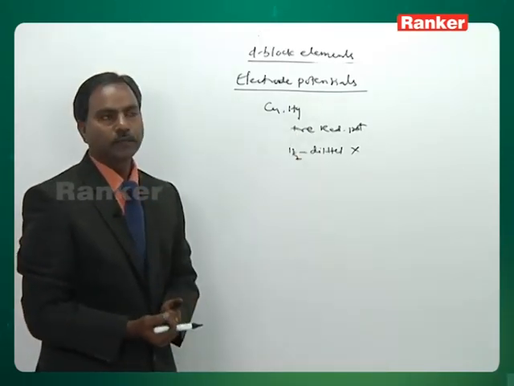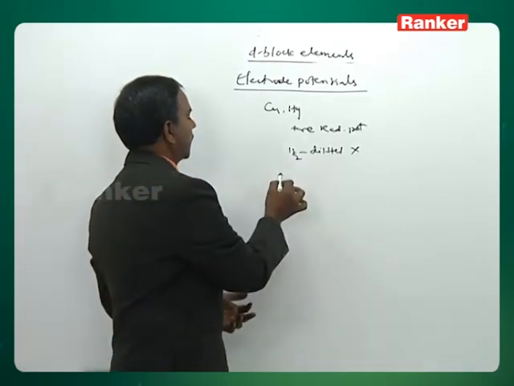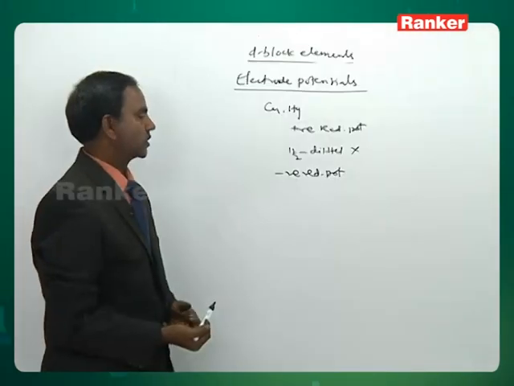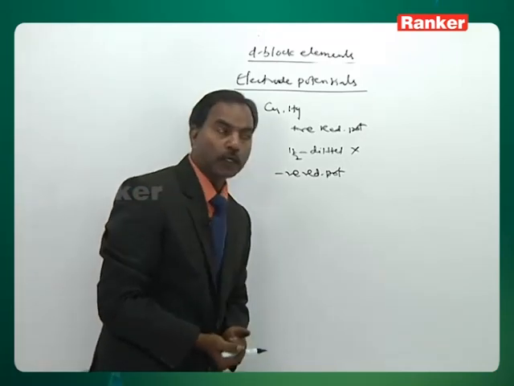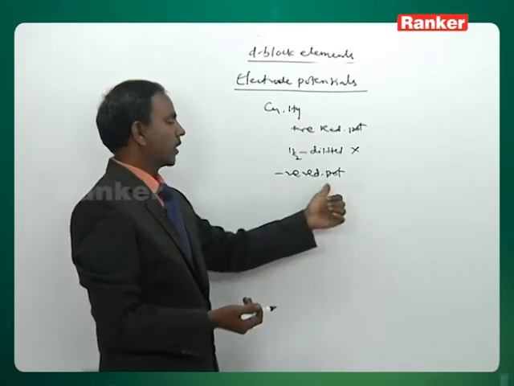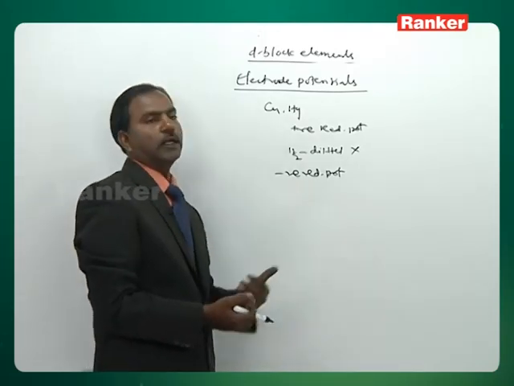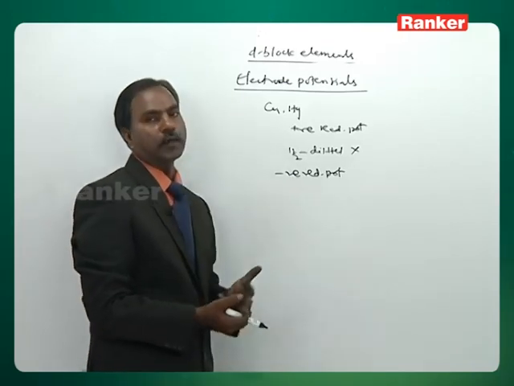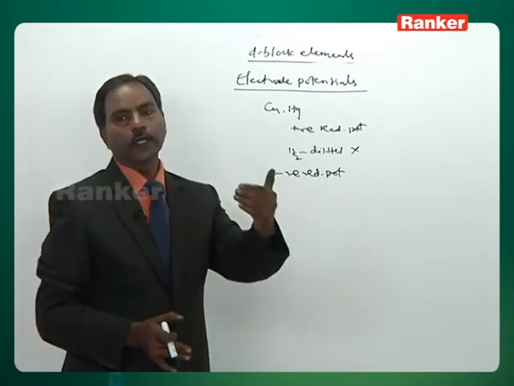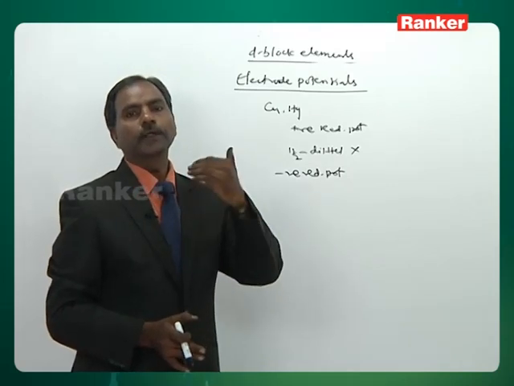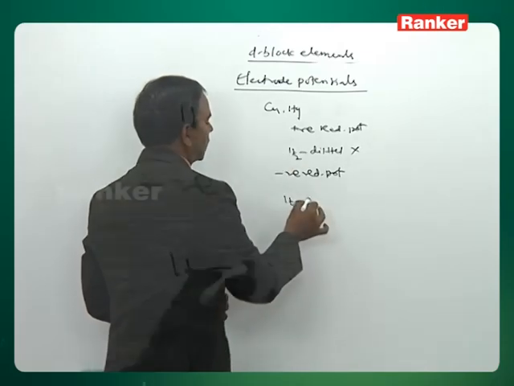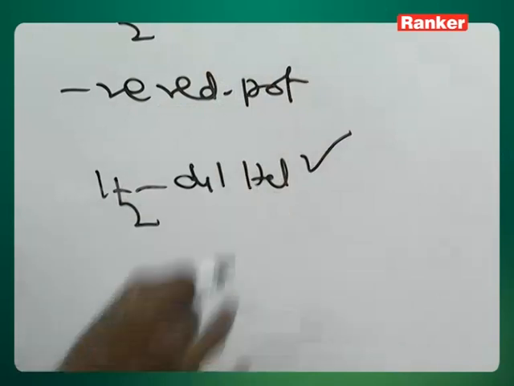Excluding these two elements, most of the d-block elements have negative reduction potentials. Once the reduction potential is negative, these elements are found above hydrogen in the electrochemical series. The elements with negative reduction potentials can easily liberate hydrogen gas from dilute acids. All the remaining elements easily liberate hydrogen gas from dilute acids.